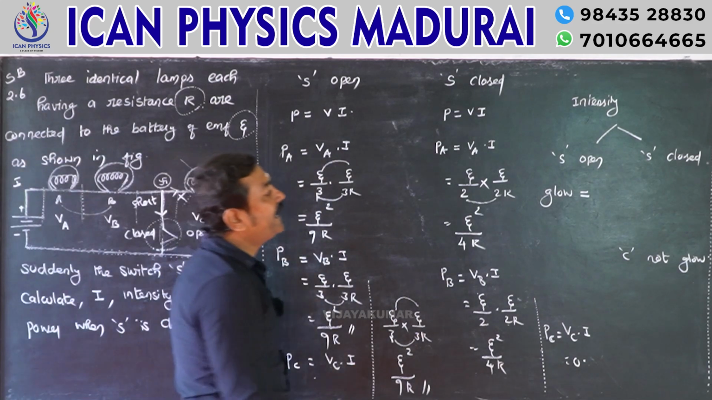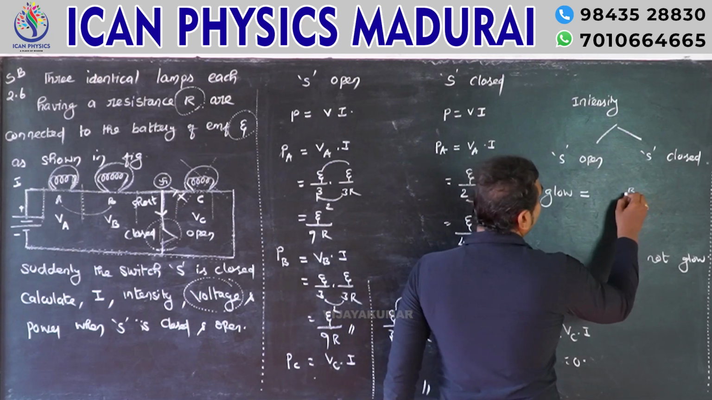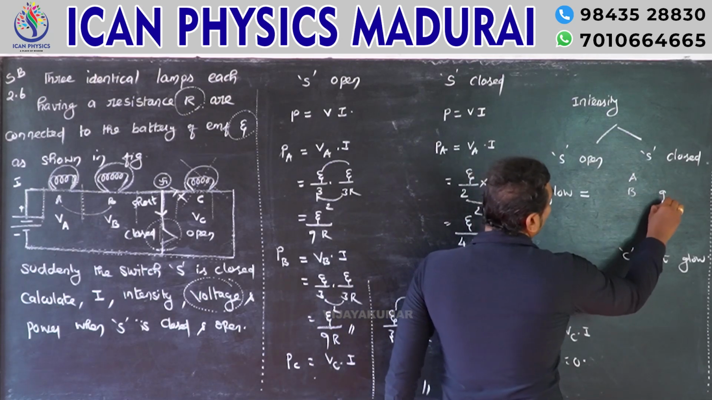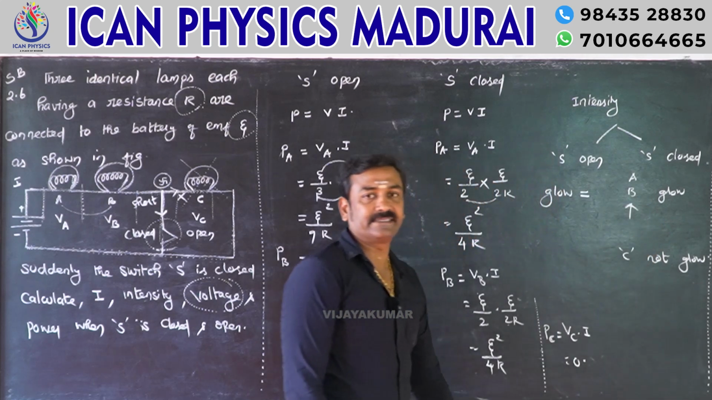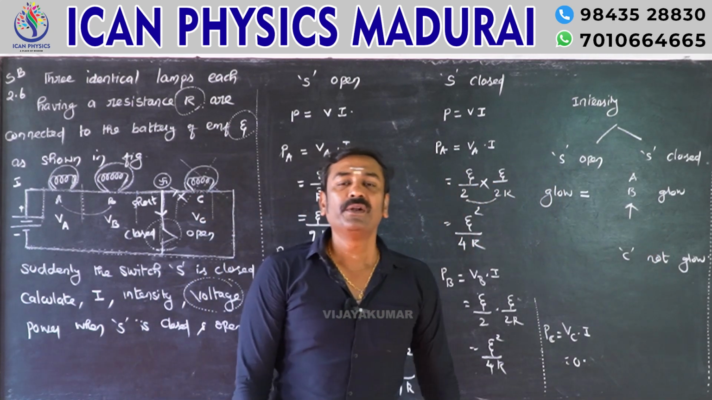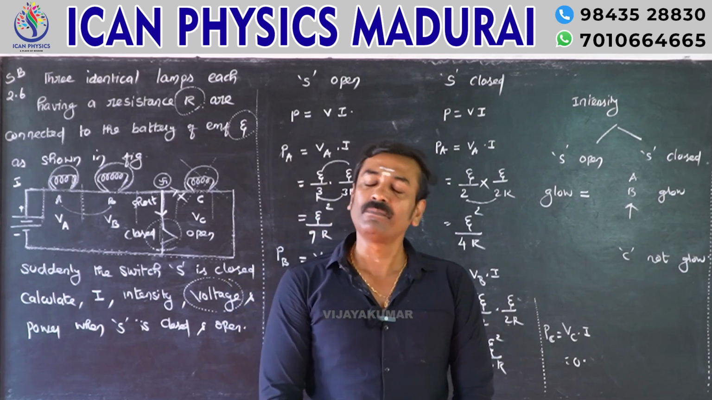So A and B glow, and slowly the intensity increases. Okay, do you get it now? Do you have any doubts? No doubts.